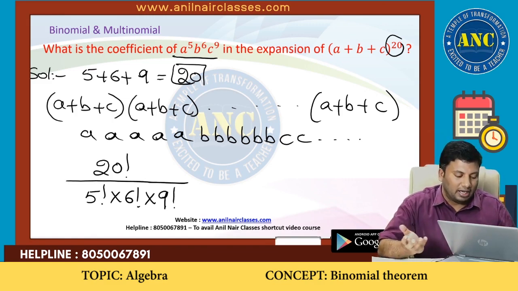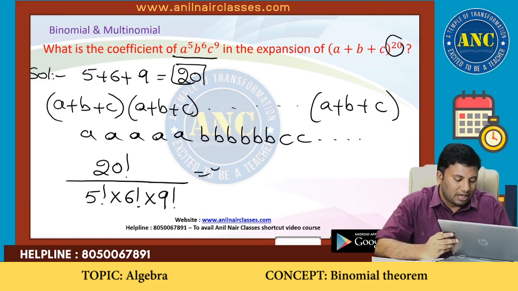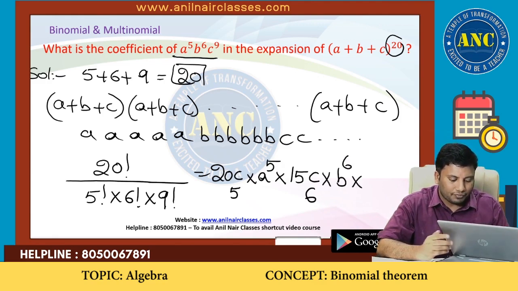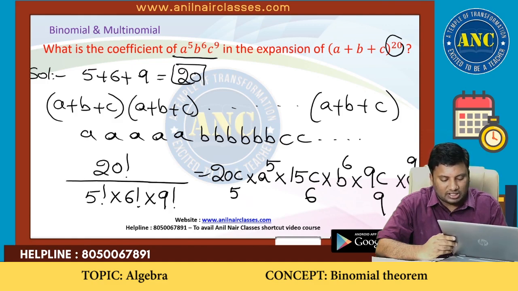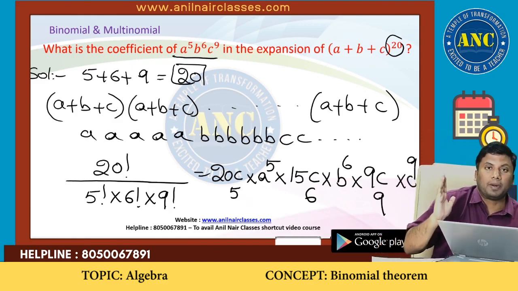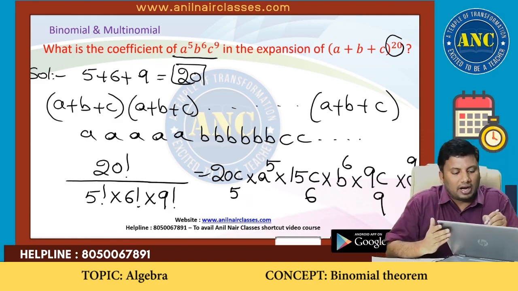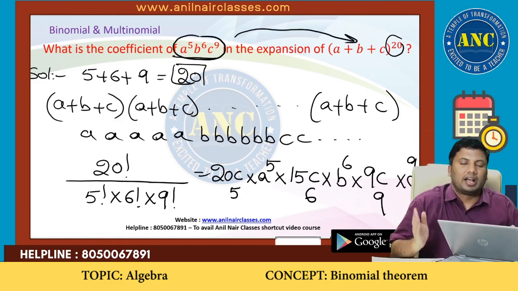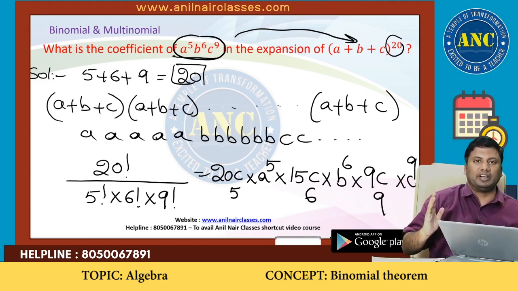If anybody wants to know how you got this one, from 20 first I selected 5. I got A power 5. This is over. Remaining is 15. From 15 I selected 6. B power 6, it is over. Remaining 9, I selected 9, which is C power 9. Kindly reply in the live chat how you are determining the coefficients in this expansion. Kindly reply in the live chat if it is clear to you.